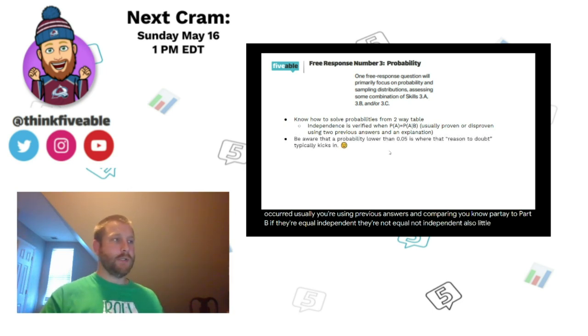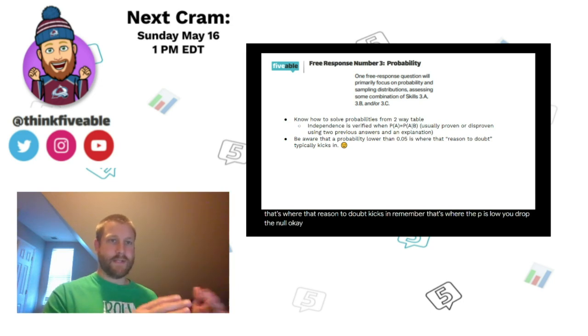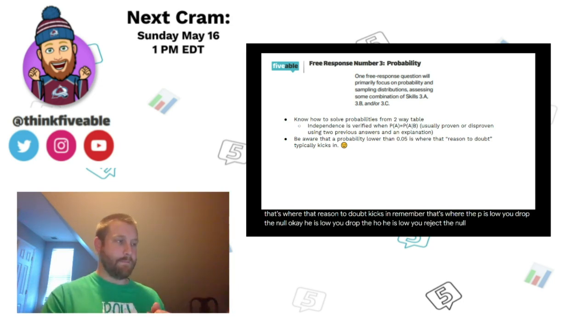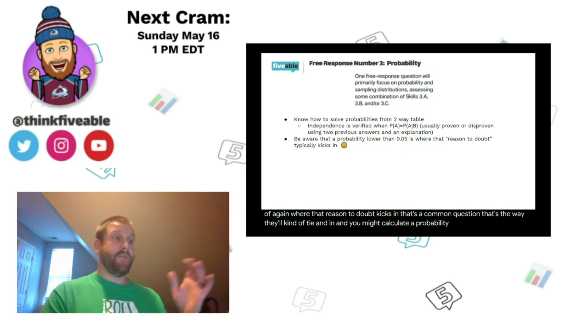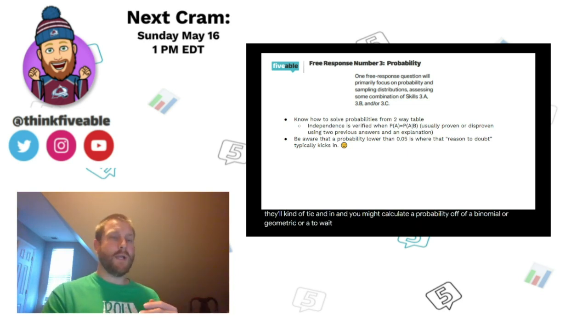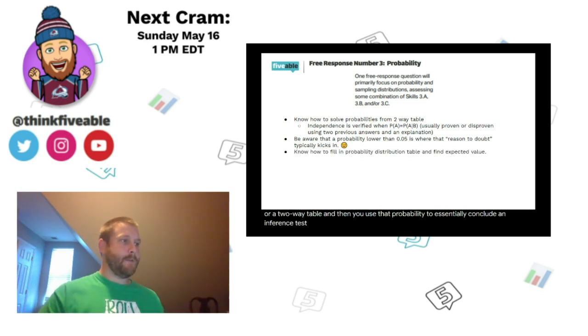Also, a little precursor to number 4, the second question: a probability for maybe part B is lower than 0.05. That's where that reason to doubt kicks in. Remember, that's where the P is low, you drop the null. P is low, you reject the null. That's a common question; it's a way they'll tie an inference in with a probability question. You might calculate a probability off of a binomial or geometric or a two-way table, and then you use that probability to essentially conclude an inference test.